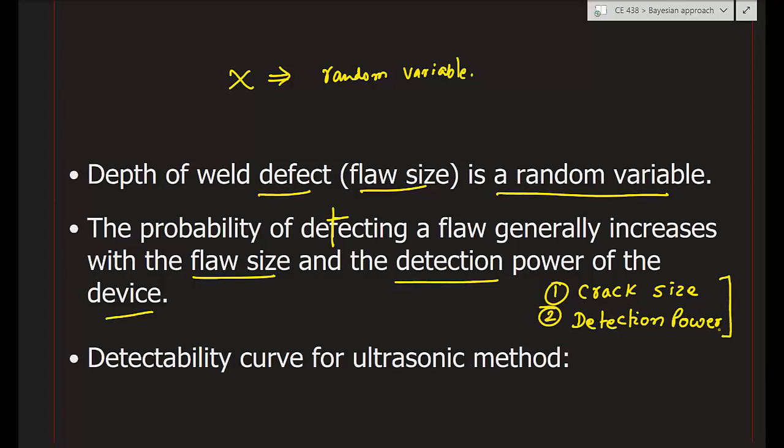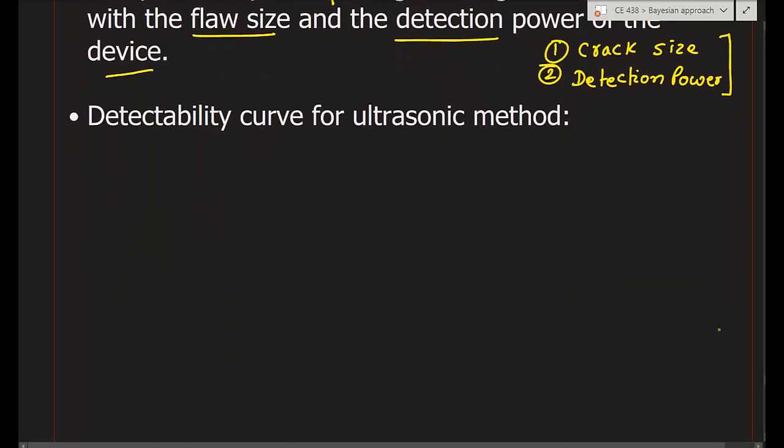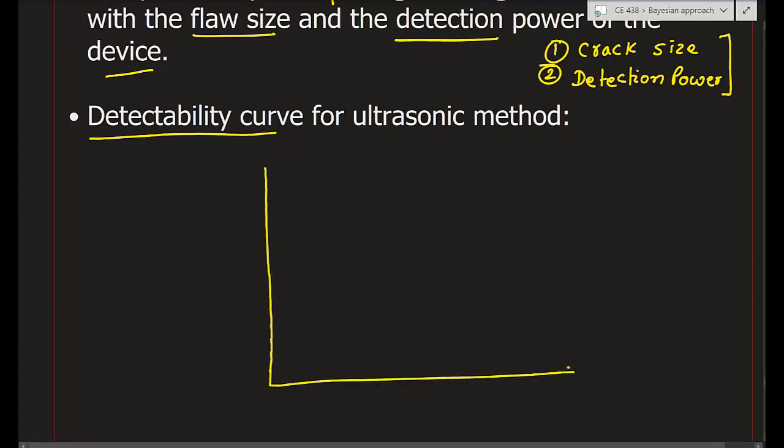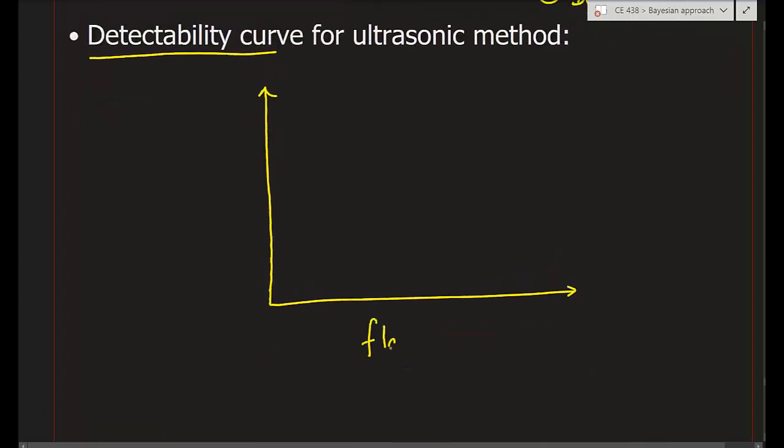So basically for any given instrument, we can make a plot, a curve that is called a detectability curve. For example, if I am using a sensor to detect a crack inside the building, we can make something like this, a detectability curve. On the x-axis we have flaw size or the crack length. On the y-axis we will have the corresponding probability.